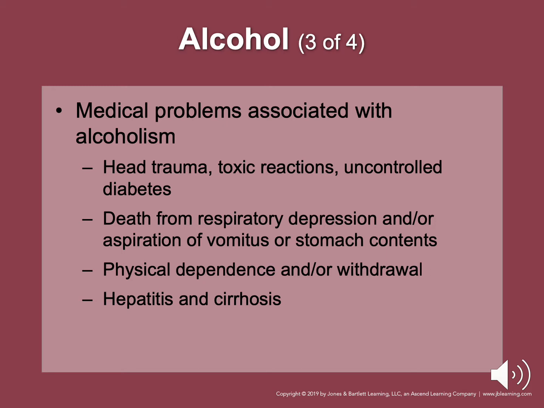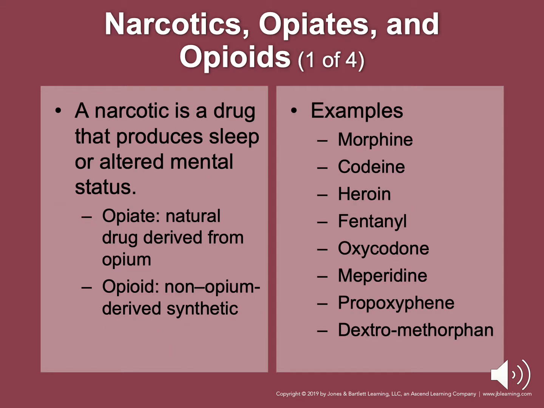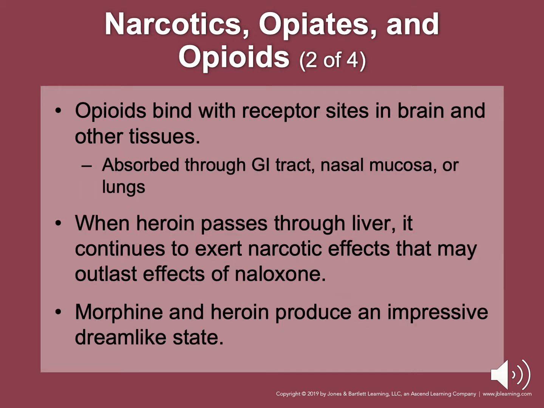All right, narcotics. They produce sleep or altered mental status. Opiates are natural drugs derived from opium. An opioid is a synthetic, not derived from opium. Some examples are morphine, cocaine, heroin, fentanyl, oxycodone, and others. Opioids bind with receptor sites in the brain and other tissues. They can be absorbed through the GI tract, nasal mucosa, and the lungs. When heroin passes through the liver, it continues to exert narcotic effects that may outlast the effects of Narcan.